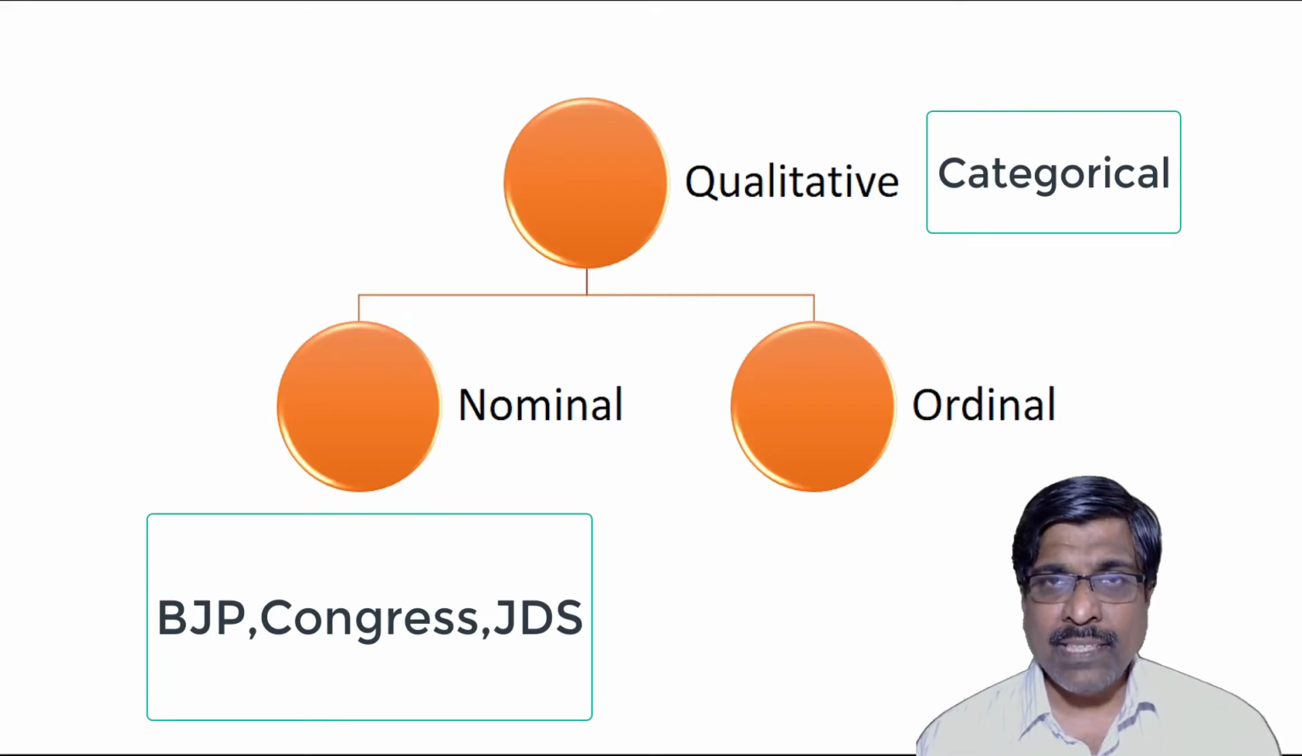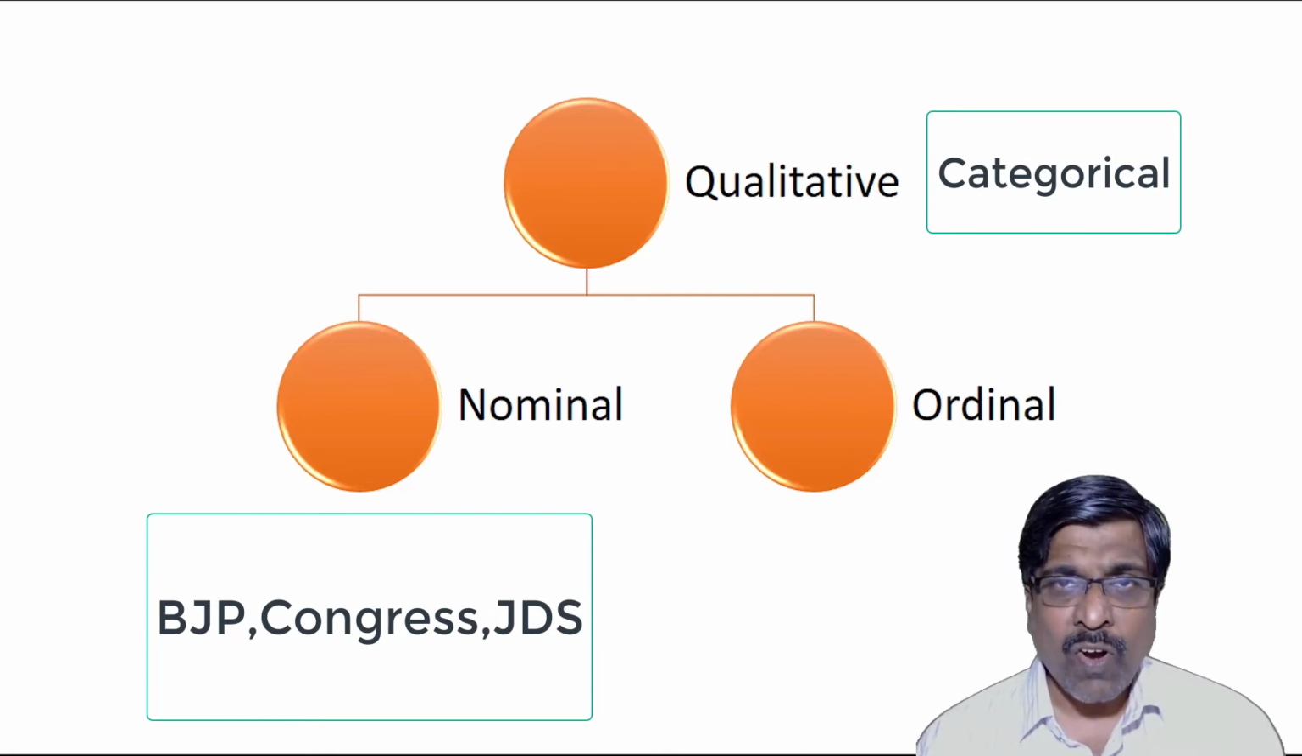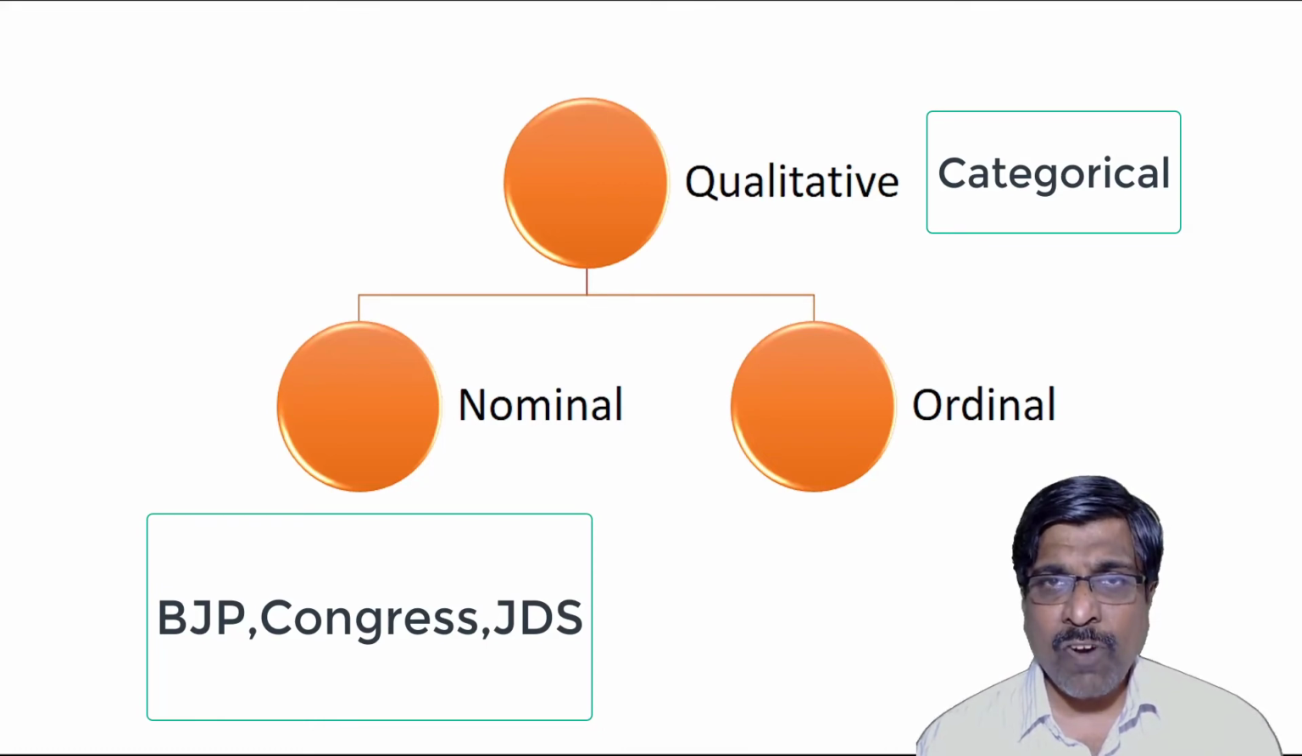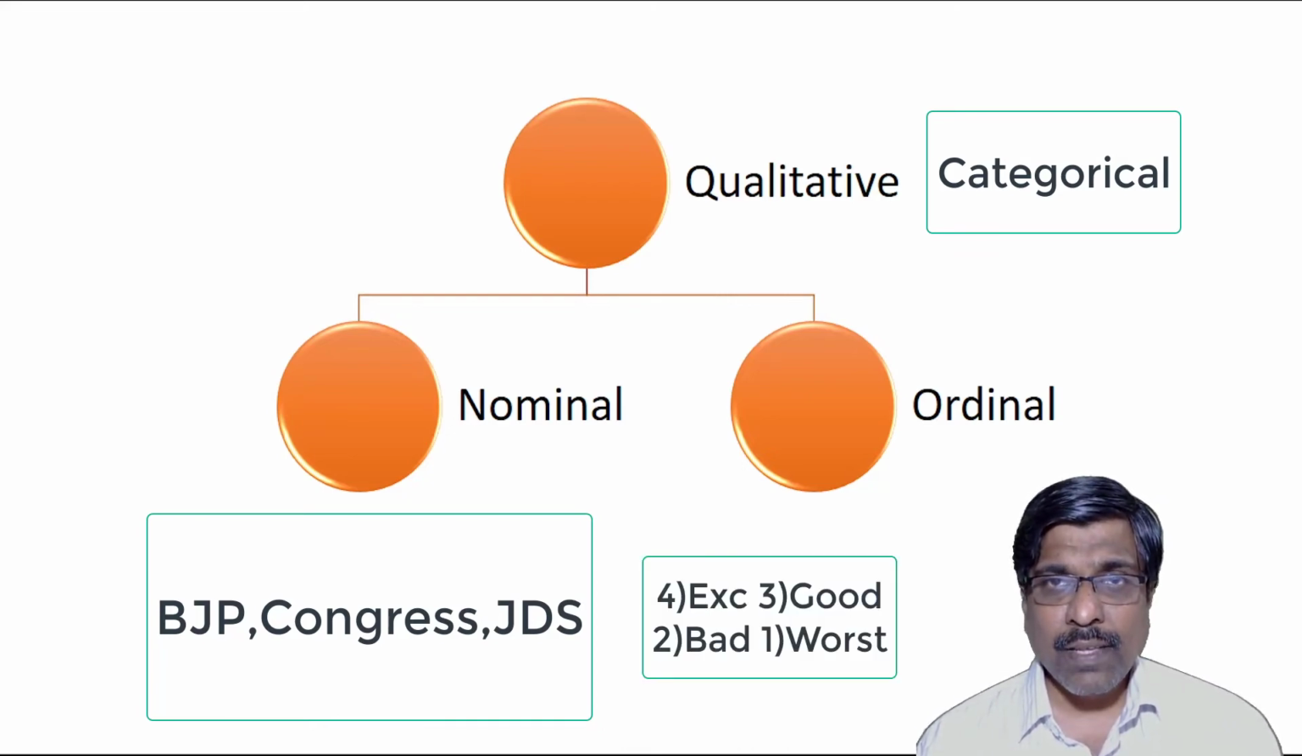Let me give you an example. Let's say you are filling in a customer satisfaction survey, or you have gone to a restaurant where they have given you a feedback form and you are giving feedback about the food you just had in the restaurant. They have given you options: the food was excellent, the food was good, the food was bad and the food was worst. Now you have a predetermined order here: excellent, good, bad and worst.